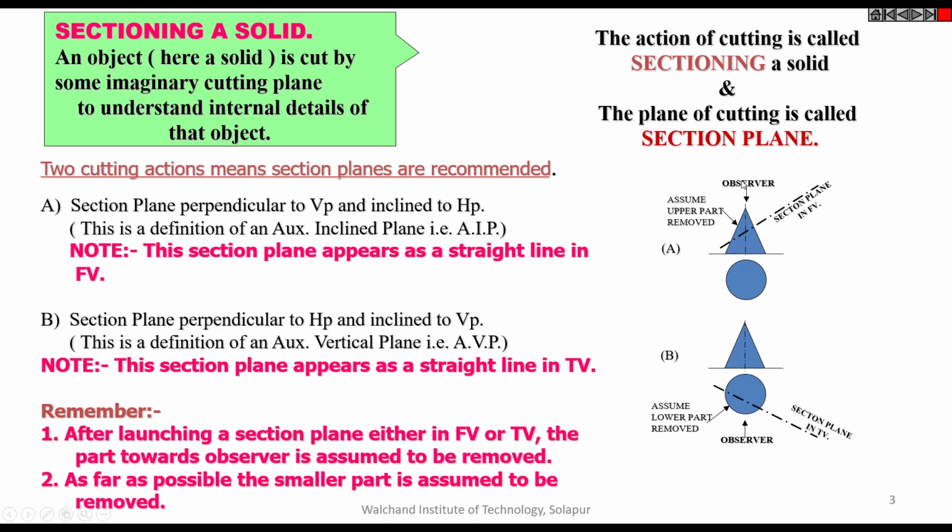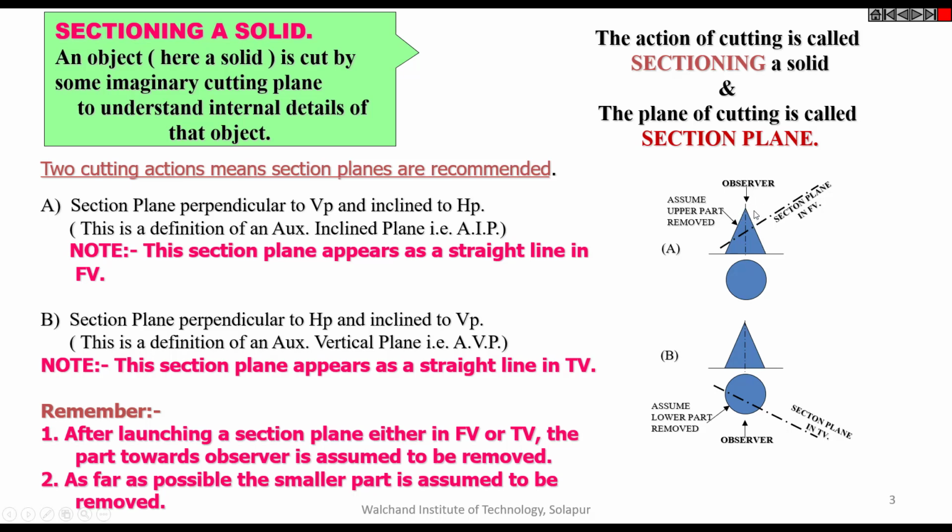Here is the observer. Between the observer and the front view projection of the object, there is this cutting piece. This piece you are going to be removing in this particular case. So between the observer and the cutting plane, that part of the object you are going to be removing.